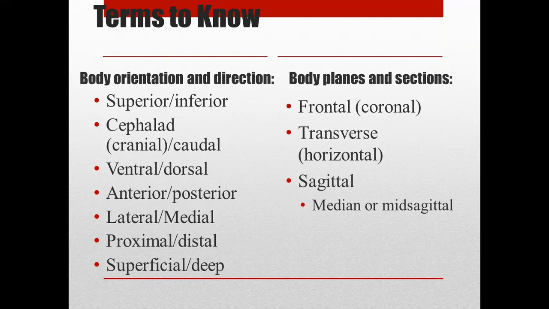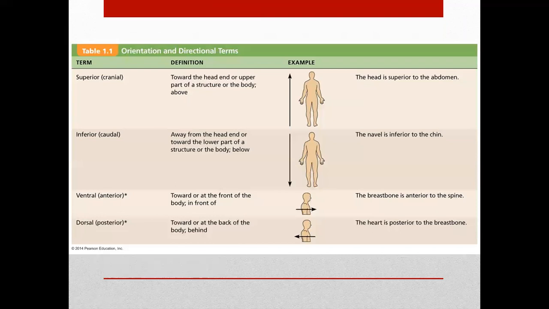Body planes, we have frontal, transverse, sagittal, in which we have median and mid sagittal. Okay, so first is superior. Superior is also called cranial in embryology. It is towards the head end or upper part of a structure or the body above. For example, the head is superior to the abdomen. If this is your abdomen and this is the head, you will say your head is superior to the abdomen.